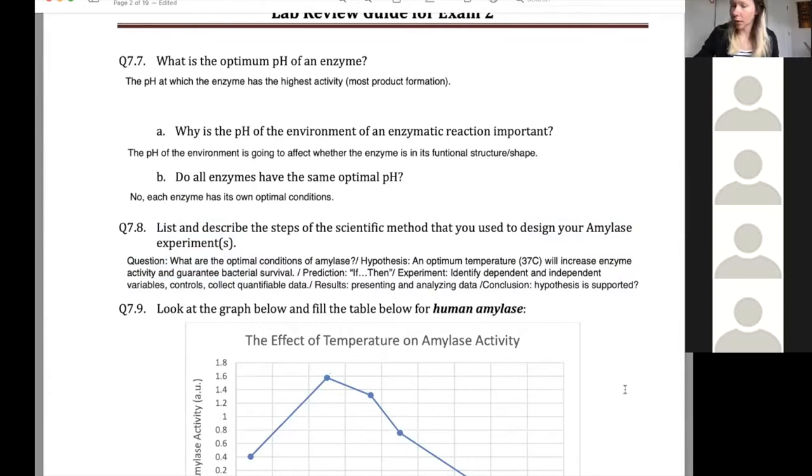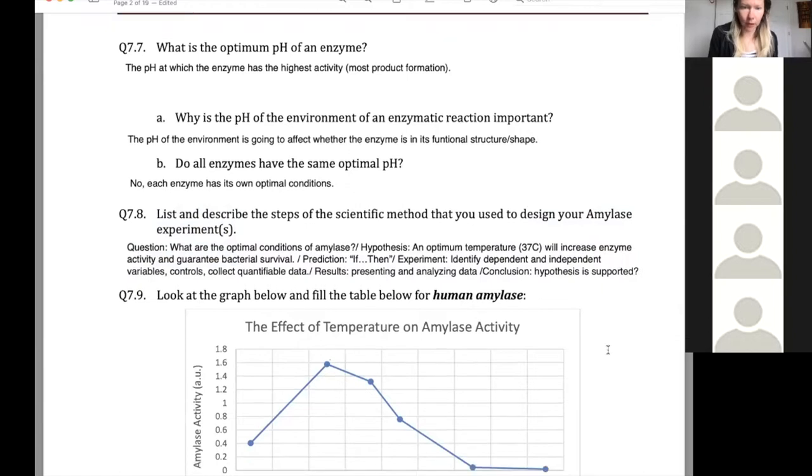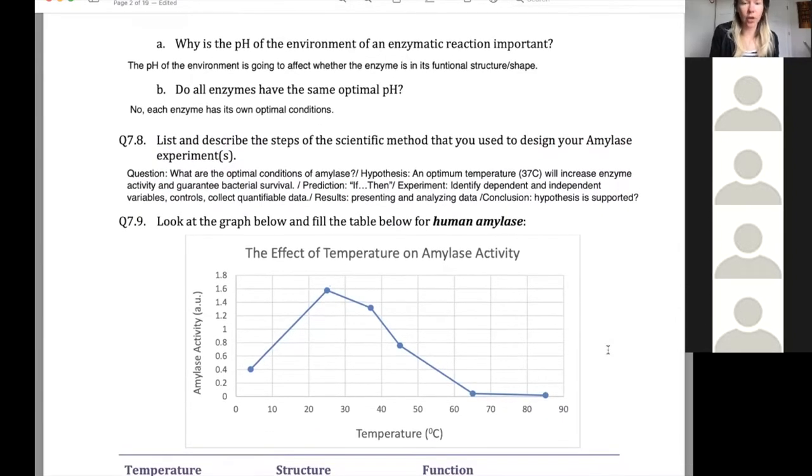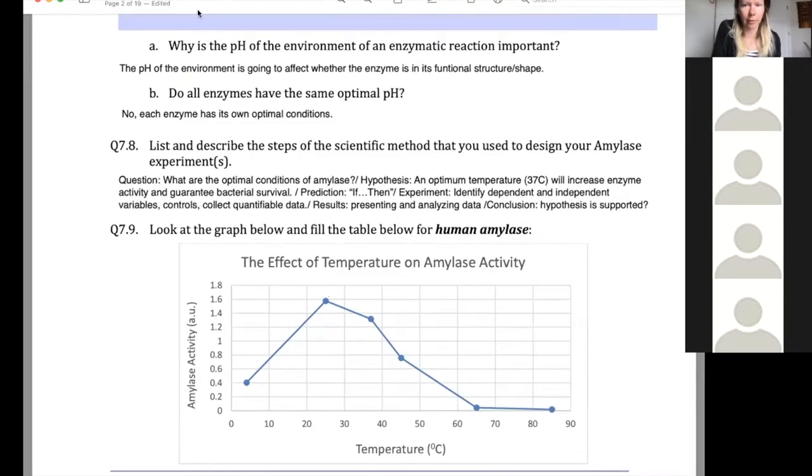So for this experiment then, what were the dependent, independent, and control variables? Yeah, that's a good question. So what were the variables in our amylase experiment?